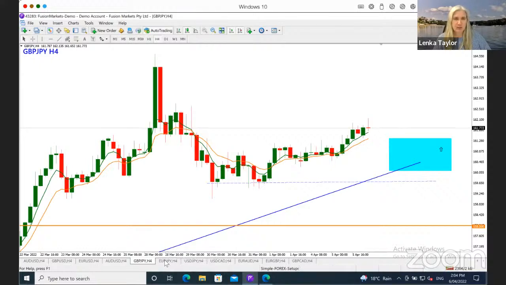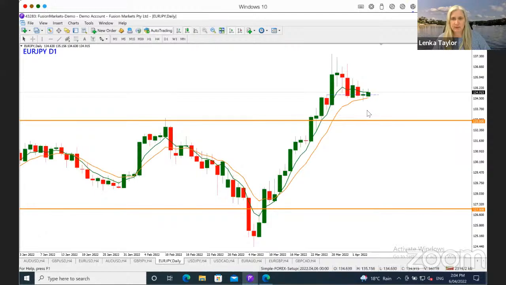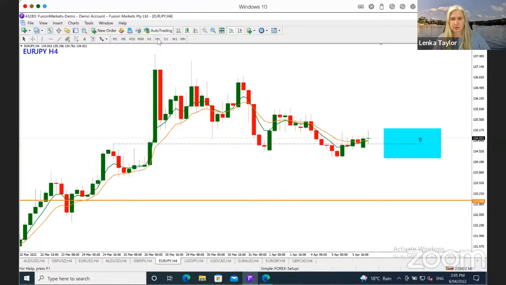Next currency pair I'm looking at is EURJPY. The EURJPY I'm also looking at long. On the daily, it has had a bit of a pullback down to the 10 EMA. So looking to see if there is a reversal around this area, or a couple of closes here above, then I would be looking at a long opportunity.